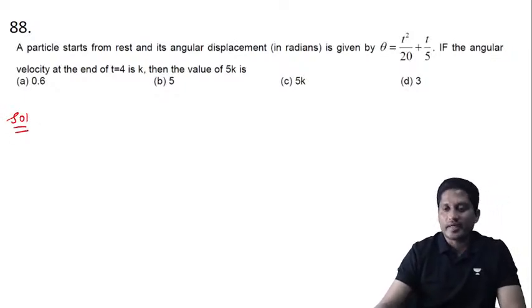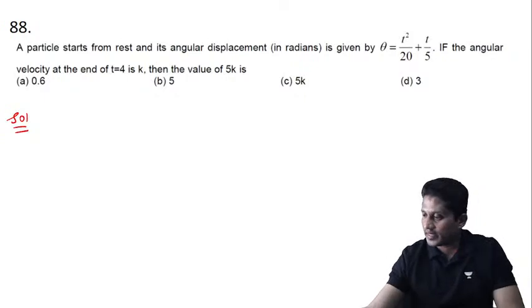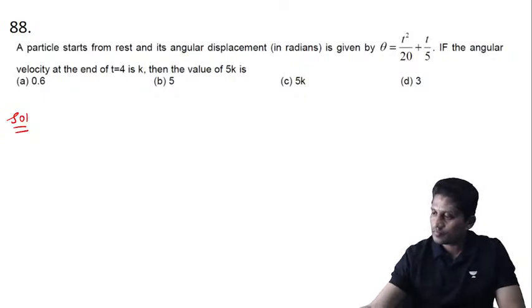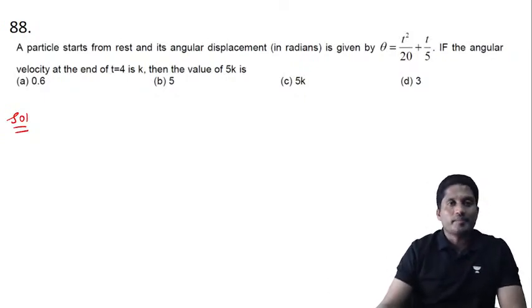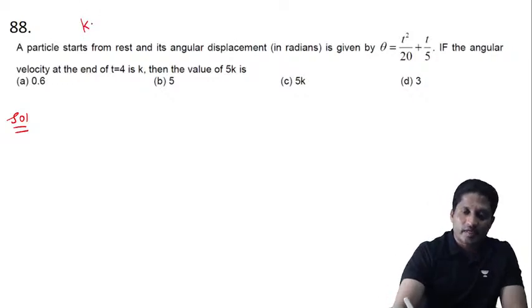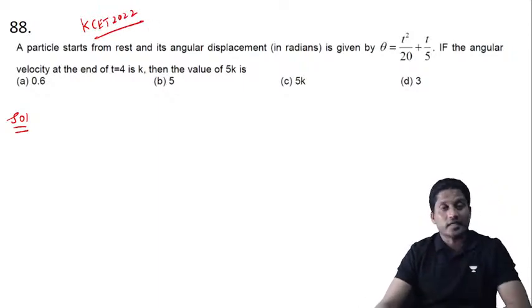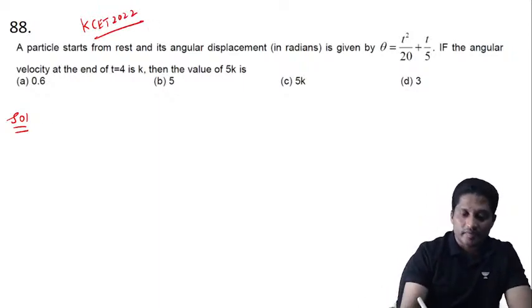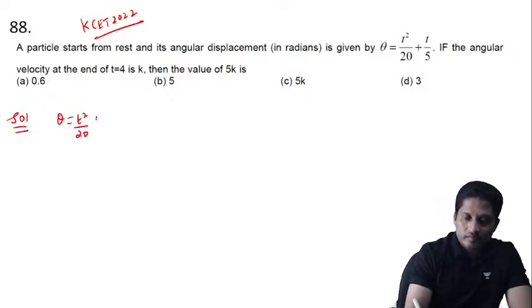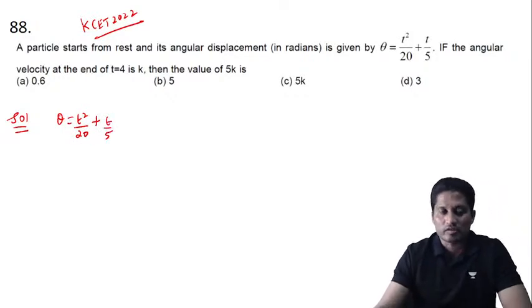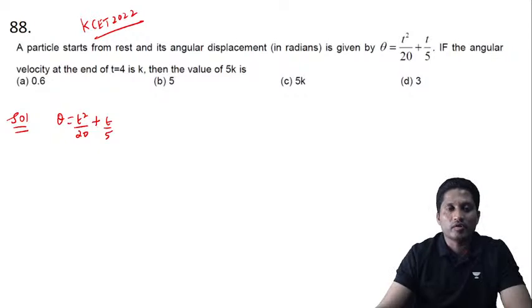Okay, this is the 2022 question number 88. This was asked in KCET 2022. A particle starts from the rest and its angular displacement in radians is given by theta is equal to t square by 20 plus t by 5. If the angular velocity at the end of t equal to 4 is k, what should be the value of 5k?